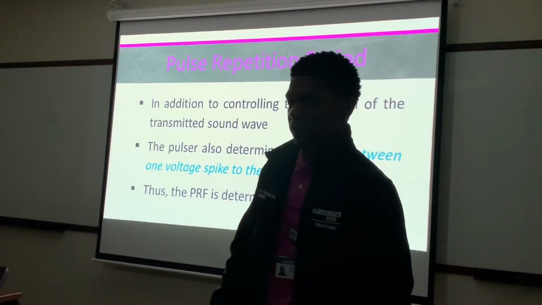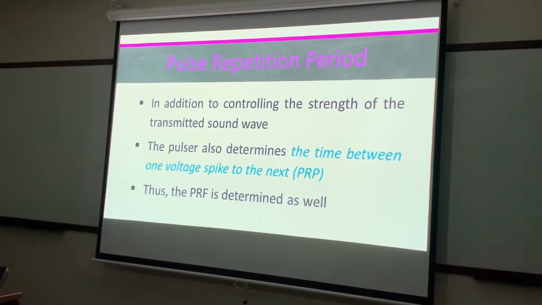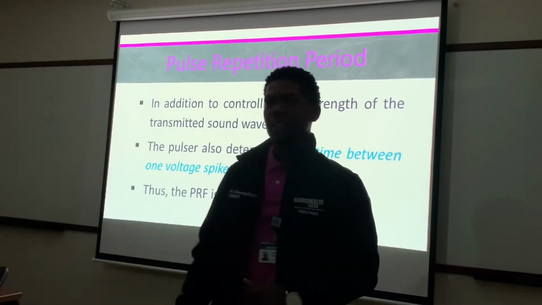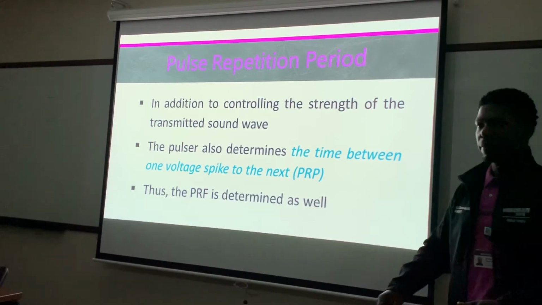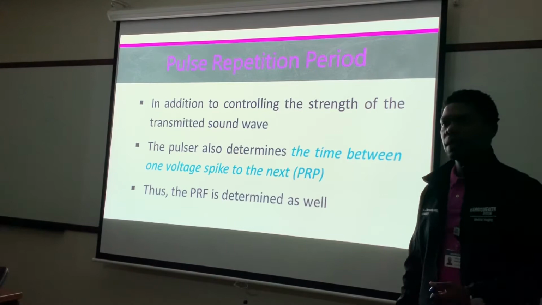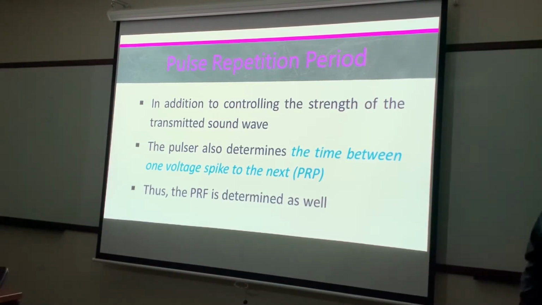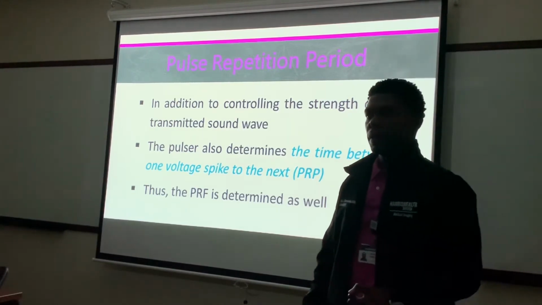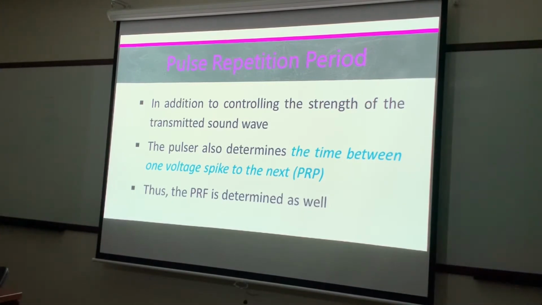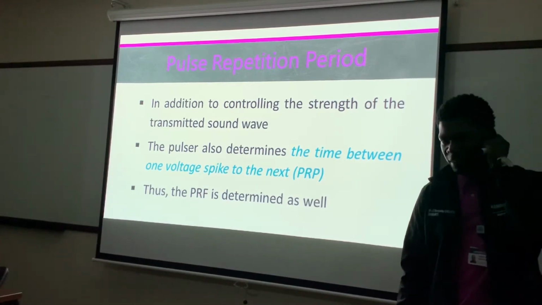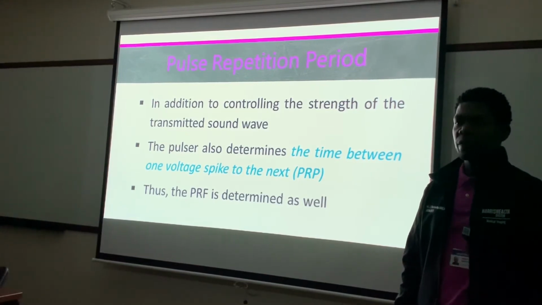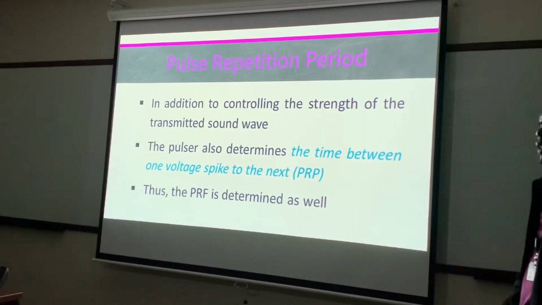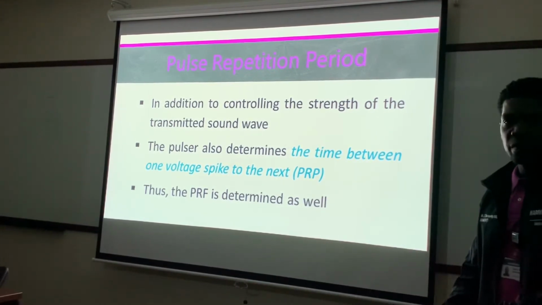PRP, we know PRP to be what? What is the PRP? The time it takes from the start of one pulse to the start of the next pulse, one on time plus one off time. That's our PRP. What's PRF? It's the frequency, the number of pulses we get per second. How many pulses are sent into the body each second? That's our pulse repetition frequency. What's the relationship? They are inverse. They're also reciprocals, correct? So whenever we determine pulse repetition period, we're also going to know our pulse repetition frequency.